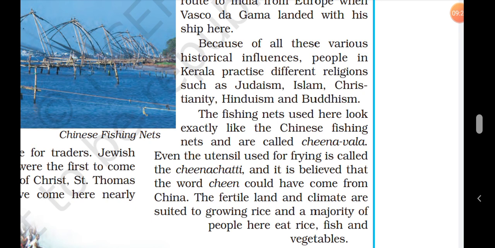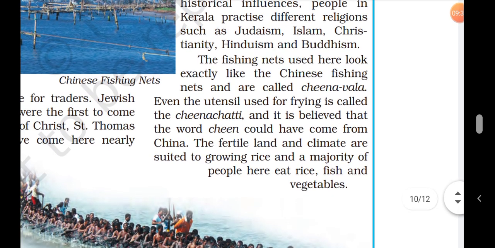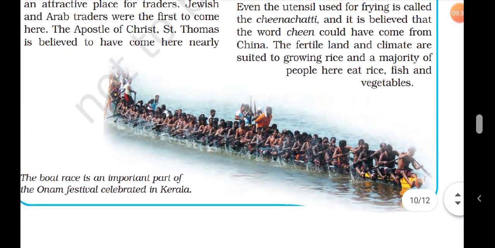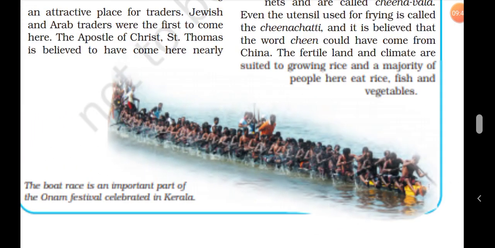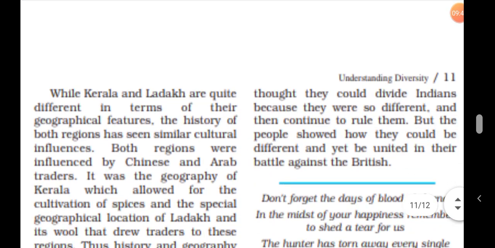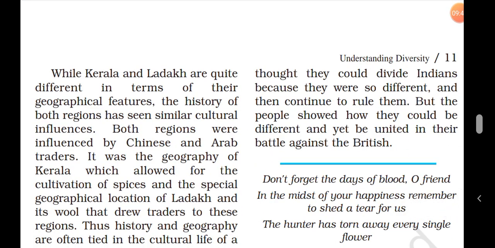Even the utensil used for frying is called the China chatti, and it is believed that the word Chin could have come here from China. And the fertile land and climate are suited to grow rice, and the majority of people here eat rice, fish, and vegetables. Here is a picture. The boat race is an important part of the Onam festival celebrated in Kerala.